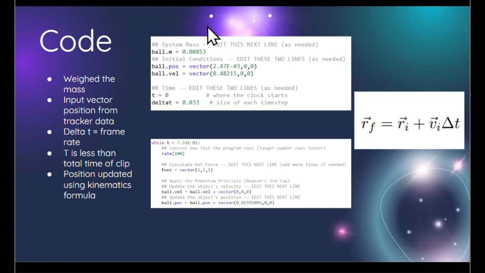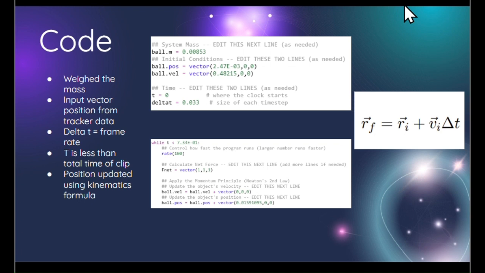Here is the code for the computer model that was created. While the code shown here was given, some lines need to be edited. These are shown in the pictures to the right. My group weighed the mass of the soccer ball eraser, and I updated that line, calculated an average velocity from the tracker data, and also updated the velocity vector line, and then I updated the position vector by updating the initial position found from the tracker data.